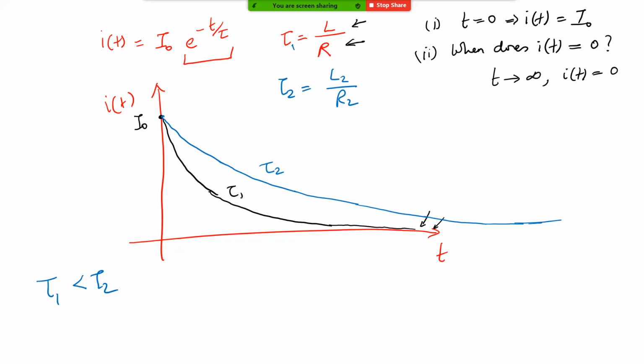Now, if somebody comes to you and asks, how long will this circuit take to discharge? We have to come up with some metrics. Now, how do we come up with these metrics? Let's try to find out what exactly happens with this tau.